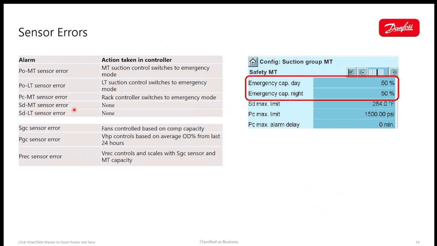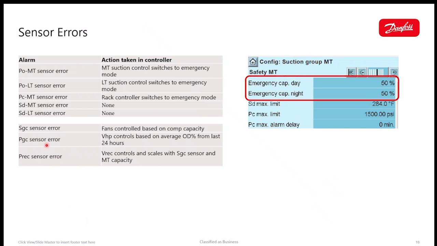On the high side of the system, if we lose a gas cooler temp sensor, then the fans are being controlled based on our compressor capacity. So your gas cooler fans will just look at whether we're running at 25, 50, 75% capacity or wherever in between we might fall, and staging the gas cooler fans to match that capacity.